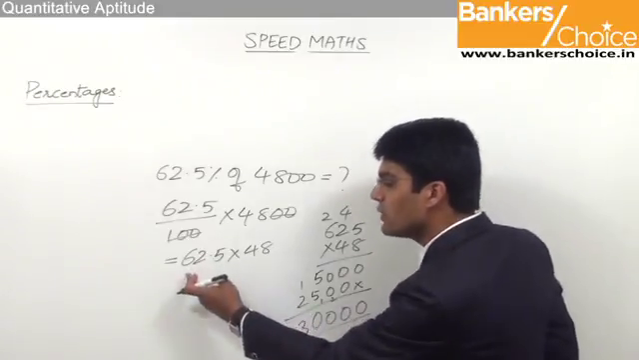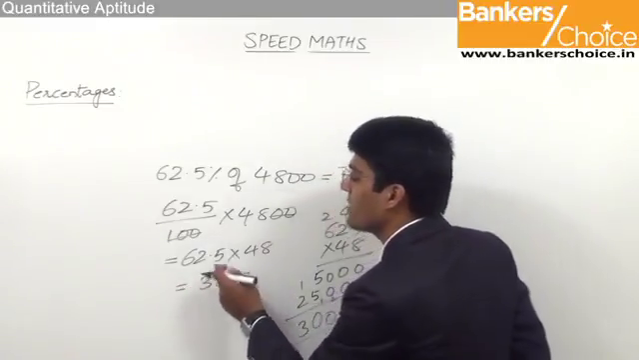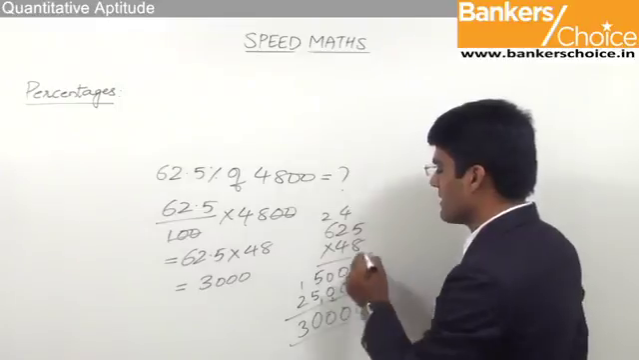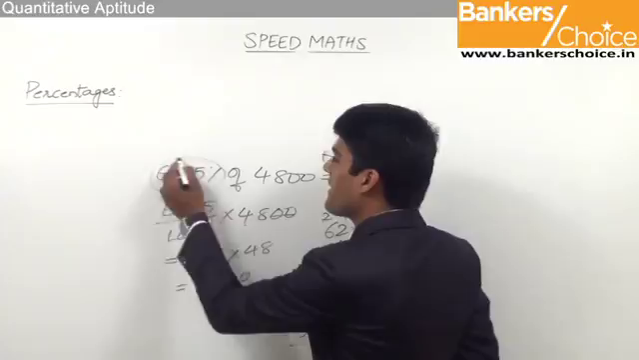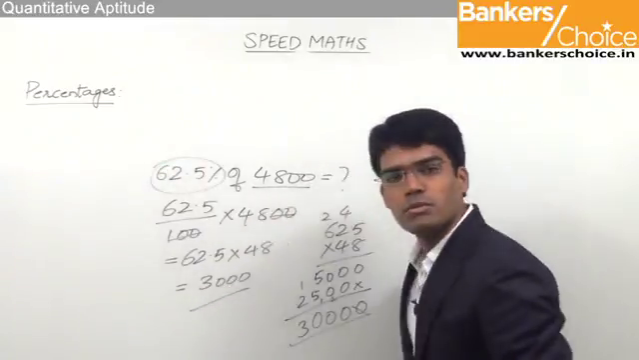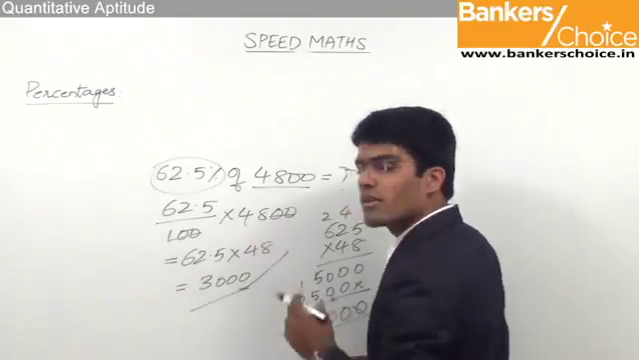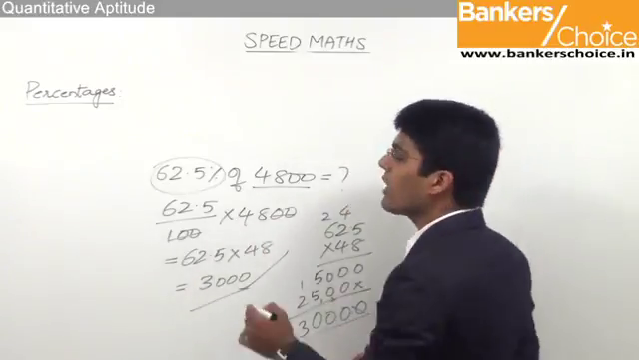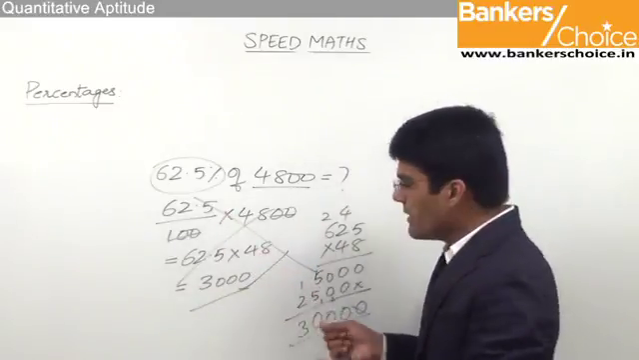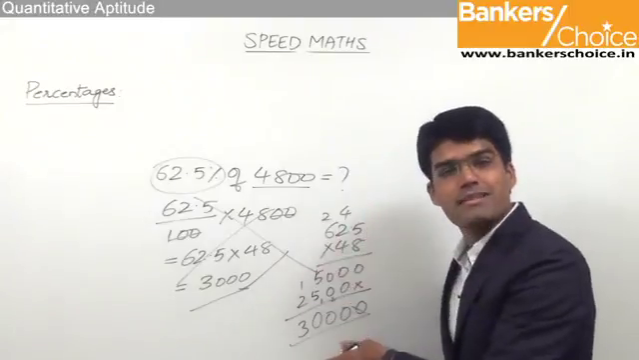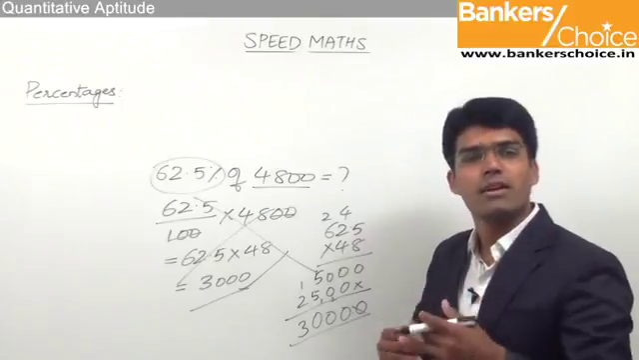But since we need 62.5 into 48, the answer will be only 3,000. Why? Because here we have a decimal, so we need to keep a decimal here. So that becomes 3,000. So now we are able to say that 62.5% of 4,800 is equal to 3,000. Answer is correct. No doubt the answer is correct and the method is also correct. But understand, this cannot be done in a competitive exam. Why? Because for such a simple calculation, if we take so much time and write so many steps on paper, it will be very difficult for us to answer the given questions in 30 or 40 seconds.